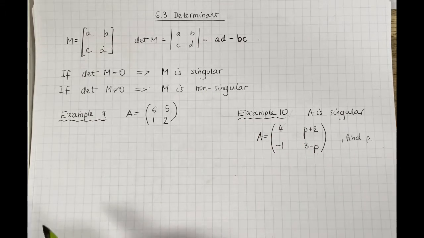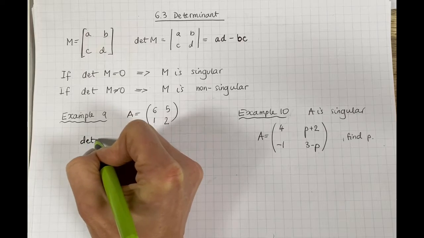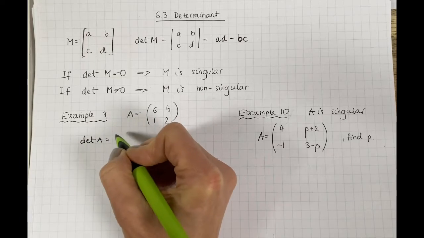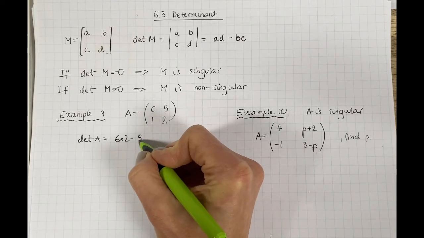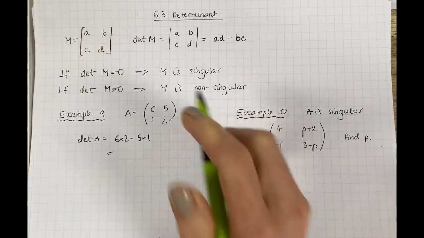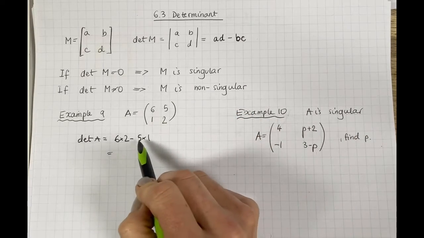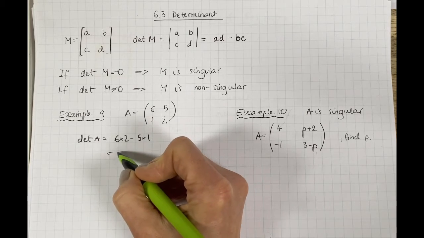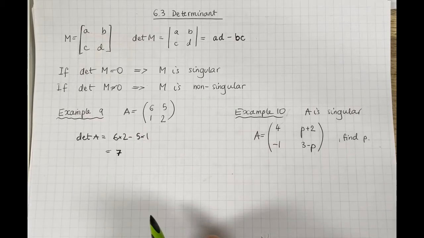So we're going to just find det of A. Det A, or you could put it in straight lines, you just do 6 times 2 minus 5 times 1. Surprisingly, loads of people make mistakes when they do it in their head, so always write it out like this first and then do the calculation. So 12 minus 5, which is 7.